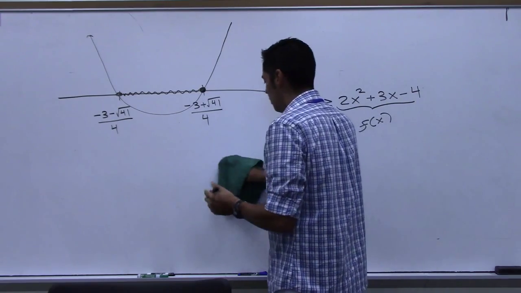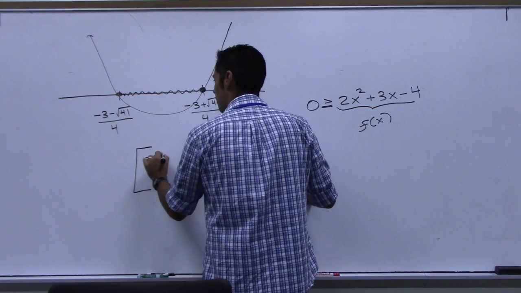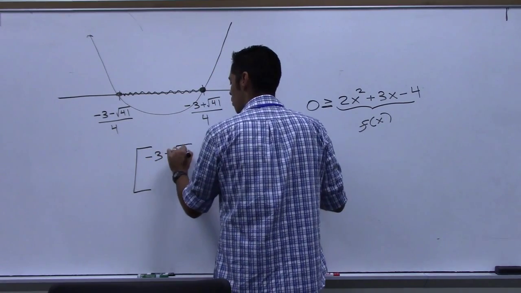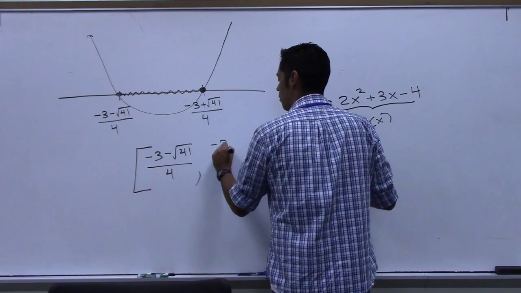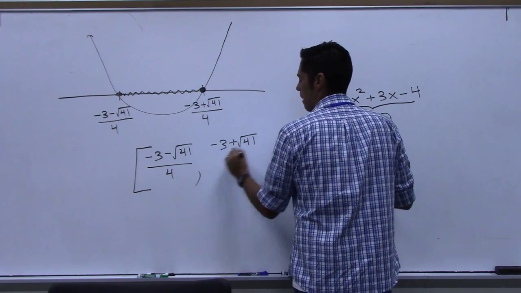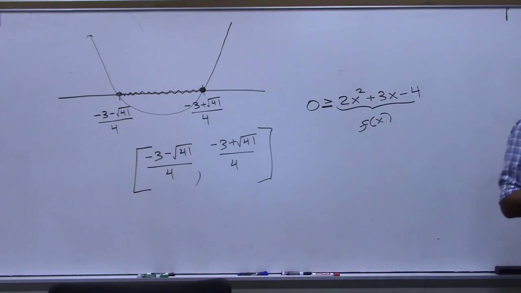So our answer would look like this. We have a bracket, negative 3 minus root 41 over 4, comma, negative 3 plus root 41 over 4. That would be the solution set. Anything between those two numbers, including those two numbers, would solve the original inequality.